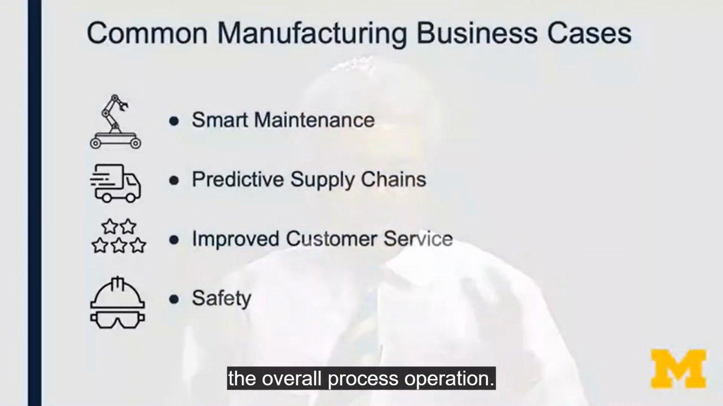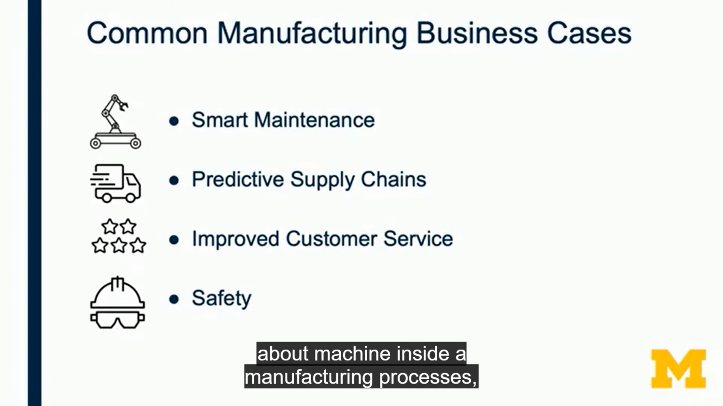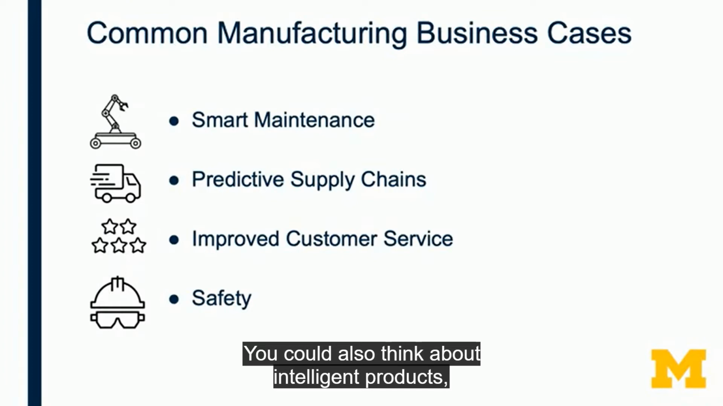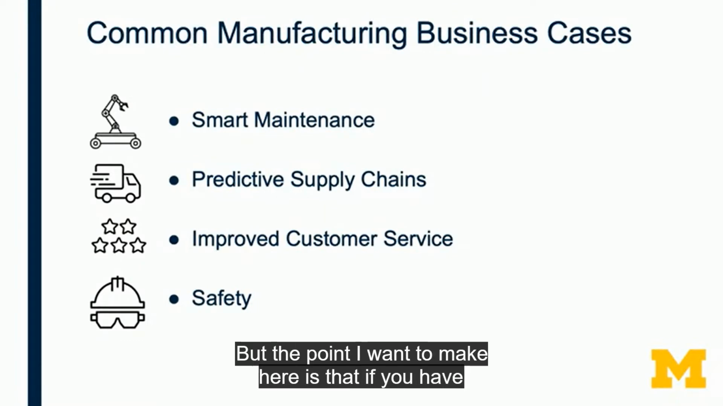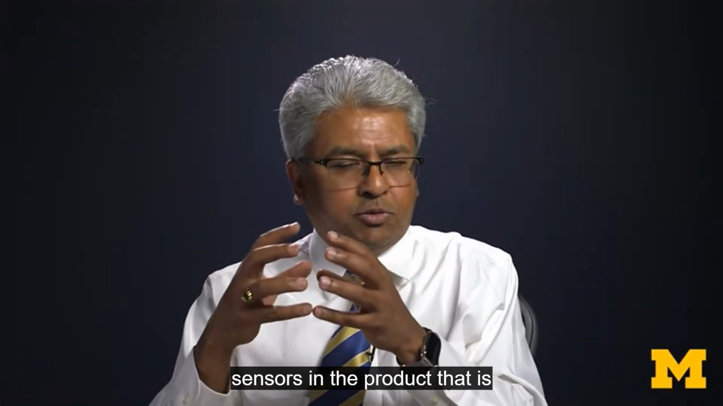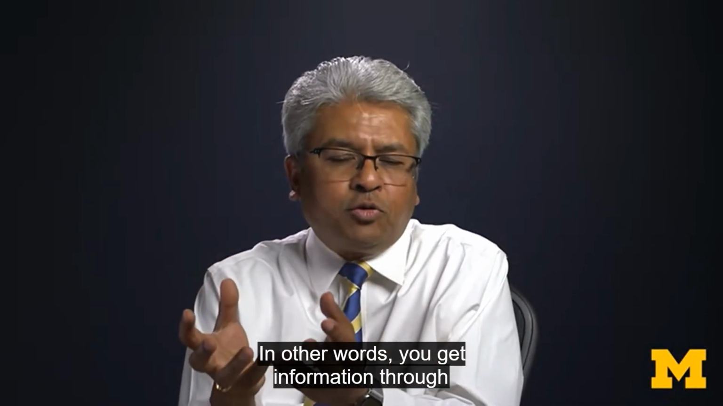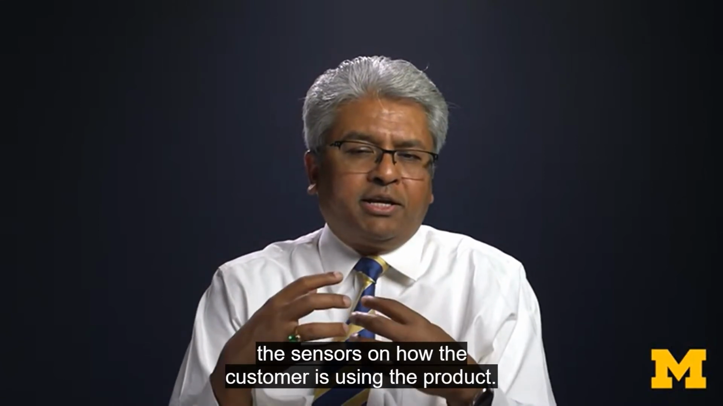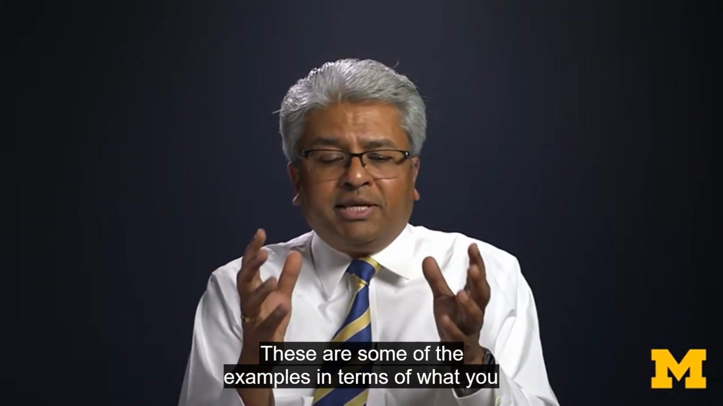Now, you could also improve the customer service. Just like the example I gave you about a machine inside a manufacturing process, you could also do the same if you think about intelligent products. Now we'll see more and more products that are software enabled. We have sensors embedded in them. In fact, we will talk about this more in our next course on digital twins. But the point I want to make here is that if you have sensors in the product that's being used by the customers, you can use the same logic. In other words, you get information through the sensors on how the customer is using the product. Not only that, you can proactively address any problems that the customer may face. So these are some of the examples of what you could do with the customer in the context of manufacturing.